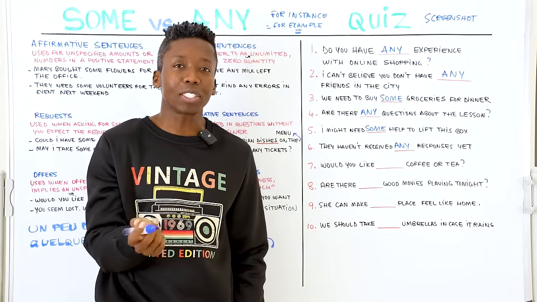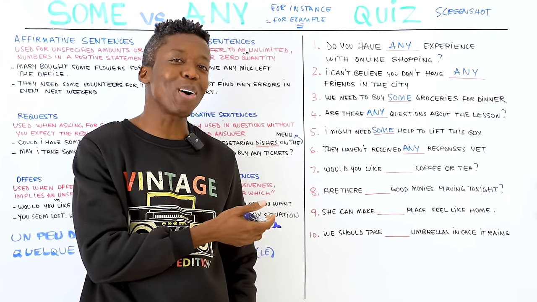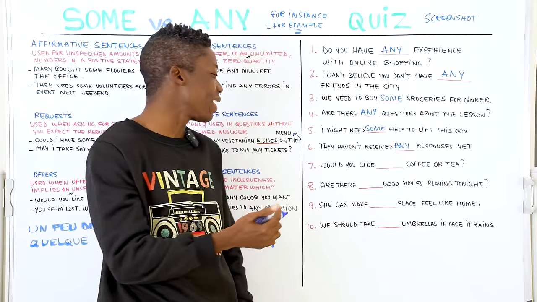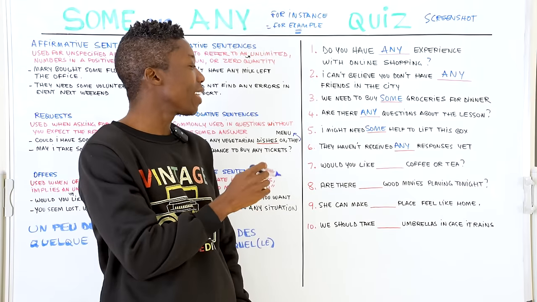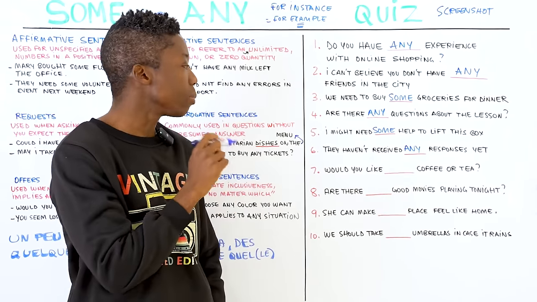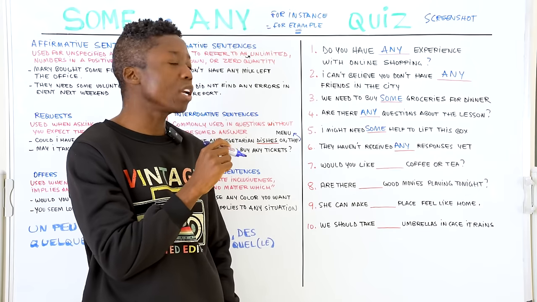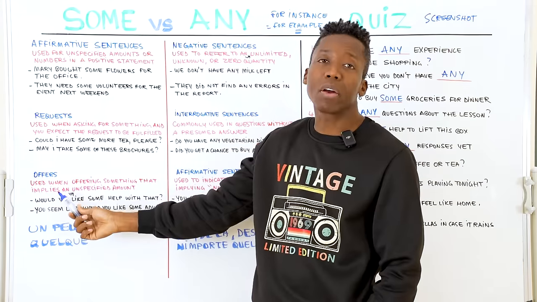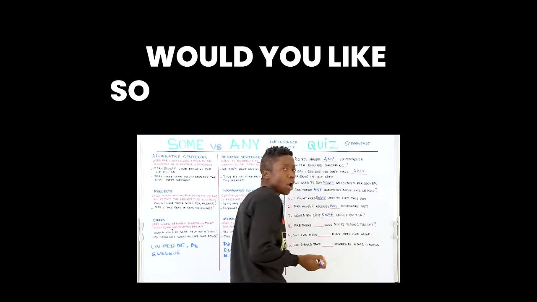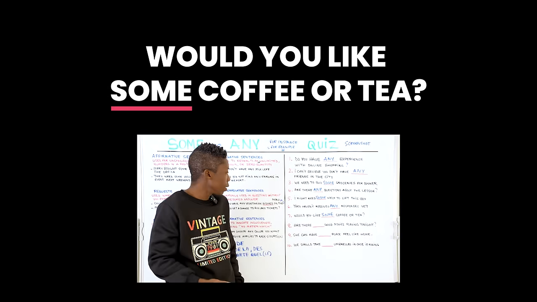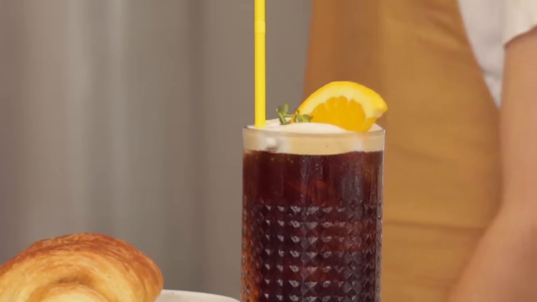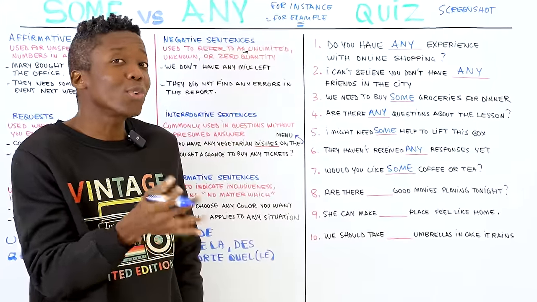Number 7. Est-ce que vous avez trouvé toutes ces réponses? Je vais voir tout à l'heure dans les commentaires. Would you like, est-ce que c'est some coffee or tea, ou bien would you like any coffee or tea? This is an offer, okay? Would you like some coffee or tea? We are offering, okay? We have coffee, we have tea. Which one would you like?